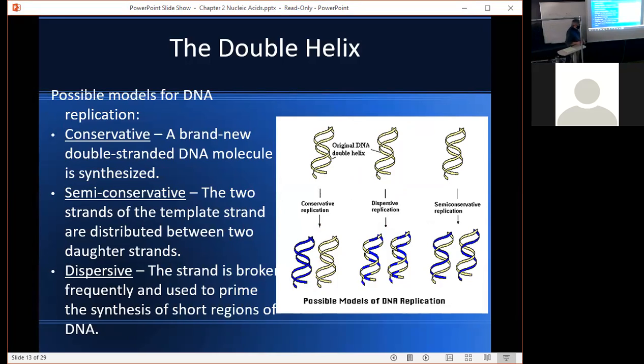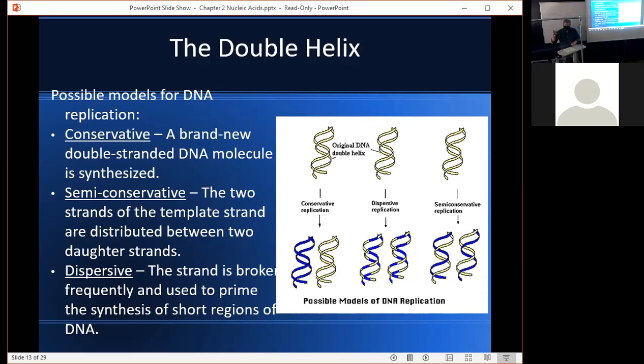So Kornberg discovered some important things. He discovered that this is all done by a single enzyme called DNA polymerase. He discovered that you need DNA to make more DNA, so he discovered that you needed template DNA. He discovered what the precursors were, the dNTPs. However, what he didn't know yet is exactly how DNA replication takes place.